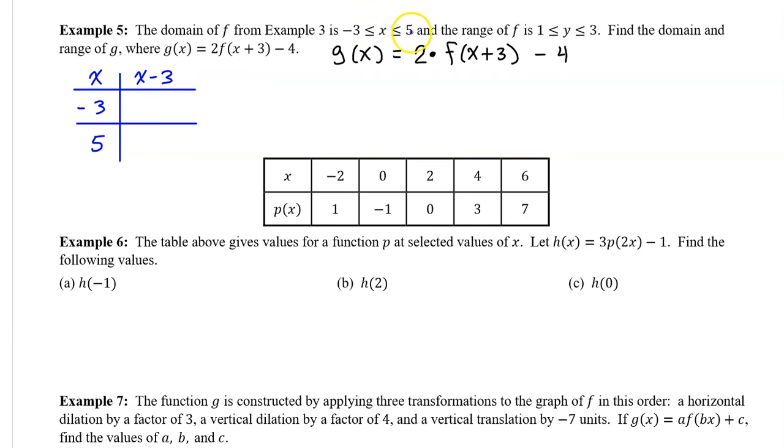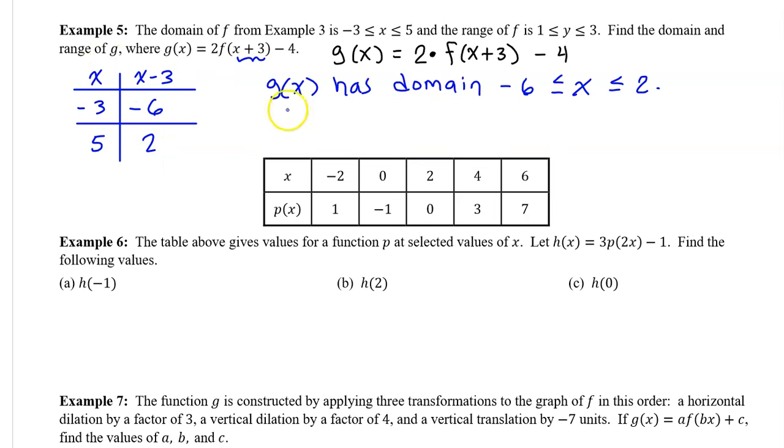The endpoints of the domain are x values, so I've listed them here on this small chart. The transformation that affects the x values are inside the parentheses, and they are the opposite of what they appear. So this plus 3 is really going to be x minus 3. So if I do that to the original domain values, I'm going to get -6 and 2. So this will be the new domain, the domain of g. In other words, g of x has domain -6 is less than or equal to x, which is less than or equal to 2.